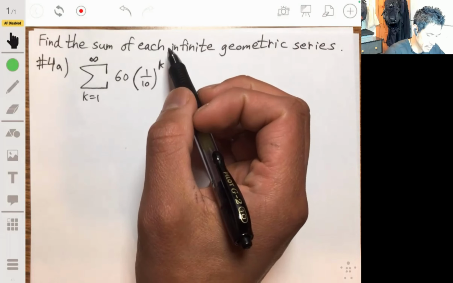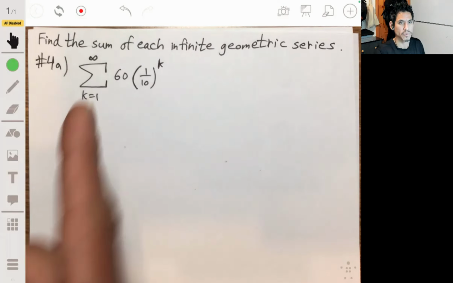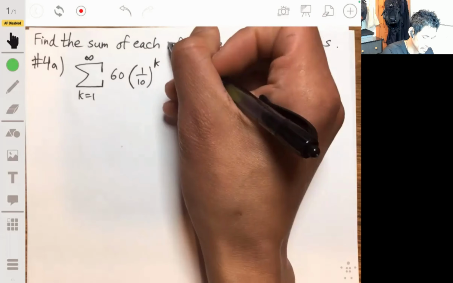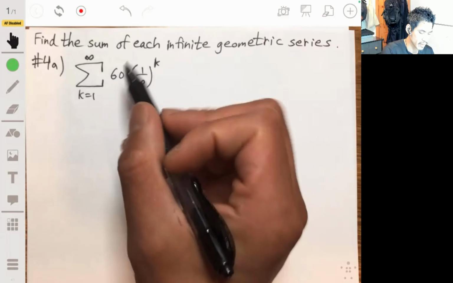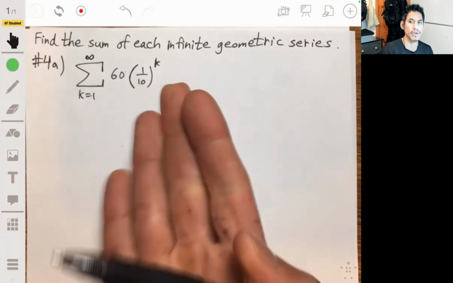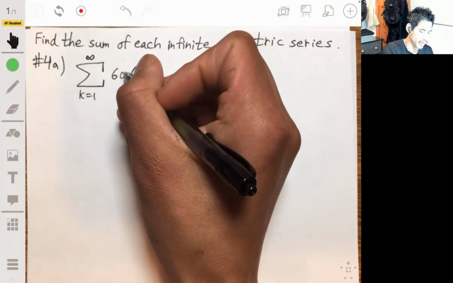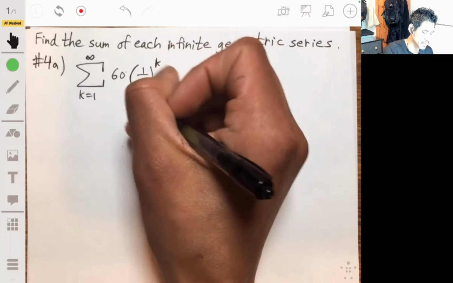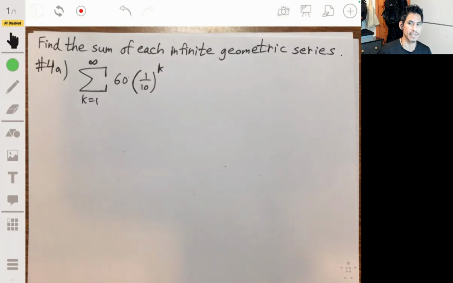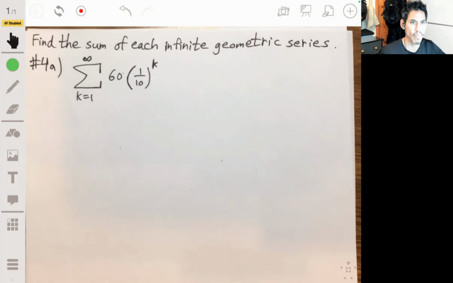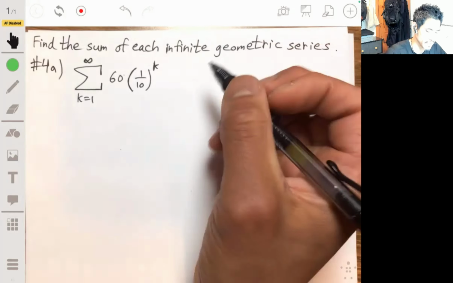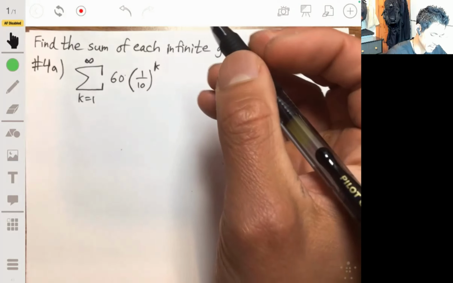All right. Now we're going to look at problems where we have to find the sum of an infinite geometric series. So this first problem, we have the infinite geometric series with the equation for a_n equal to 60 times 1/10 to the k power. Again, don't worry if it's k or n or j. That is not really a big deal, at least not until you get to advanced calculus or something. It's just the notation they use in different textbooks.